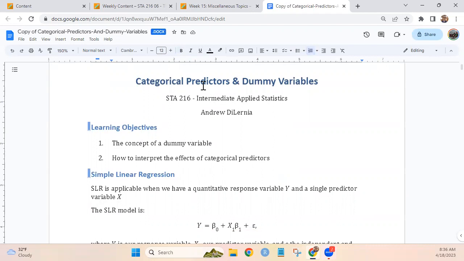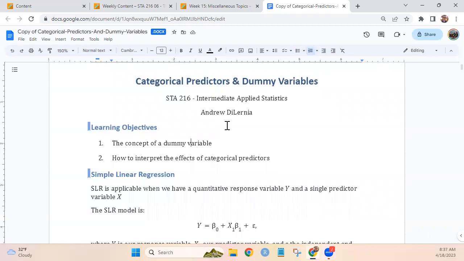Okay. So we've only talked about quantitative predictors so far in the class, for simple linear regression and multiple linear regression. But I mentioned how you can use explanatory variables that are categorical in linear regression models.